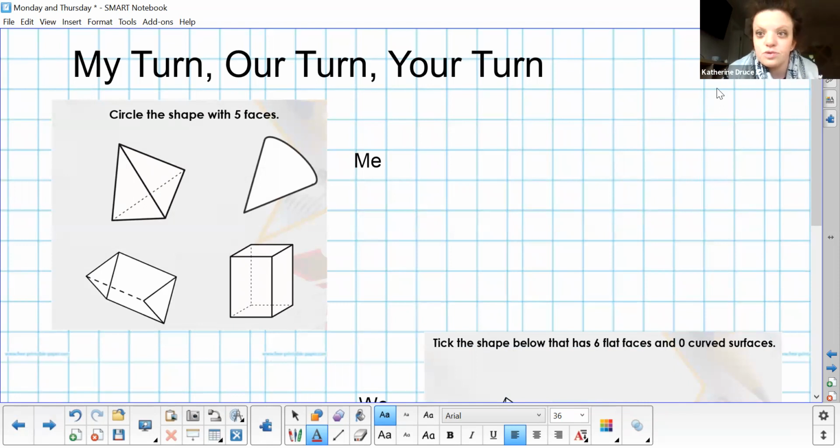So we're going to have a go now together. Here is some shapes. Which one of these shapes has 5 faces? Okay, so pause your screen, have a little look at these shapes and work out which one has 5 faces.